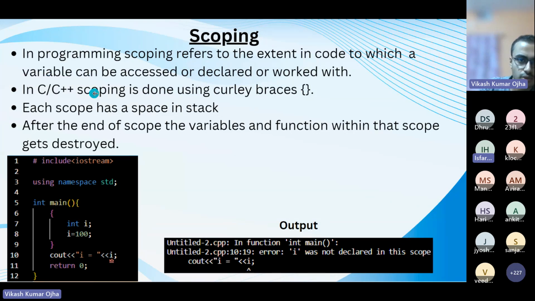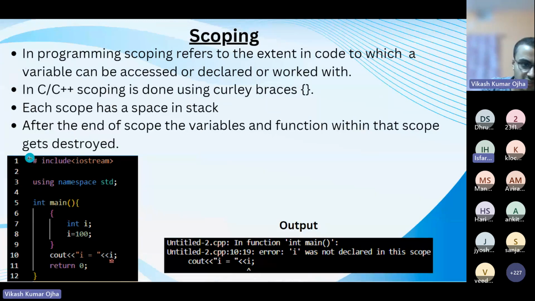In C++, scoping is done through curly braces. When you define a scope within a function, or a function itself is a scope actually, and if you define some other scope within a function, then each scope has its own memory space in the stack. If you have defined some functions or variables inside a scope, after the end of the scope, those functions and variables get destroyed.